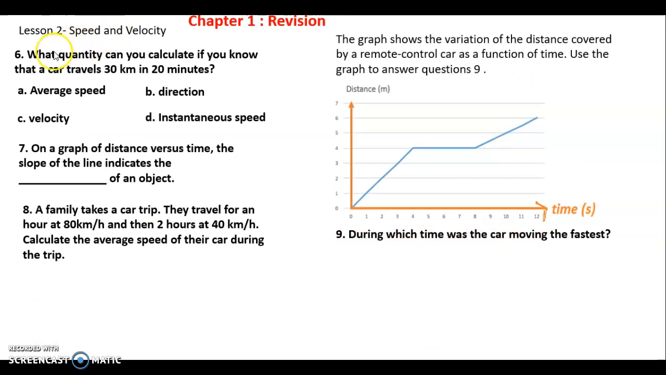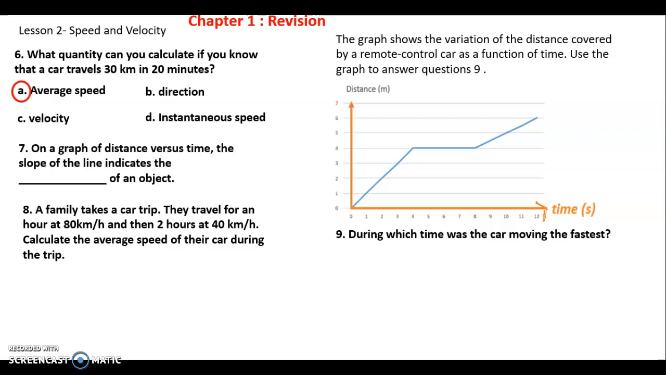Lesson 2, speed and velocity. What quantity can you calculate if you know that a car travels 30 kilometers in 20 minutes? So you have the distance, you have the time, you can calculate the average speed. Because average speed is equal to distance over delta t. Distance here is 30 kilometers and delta t is 20 minutes. But for sure, don't forget to convert these values to the SI units.